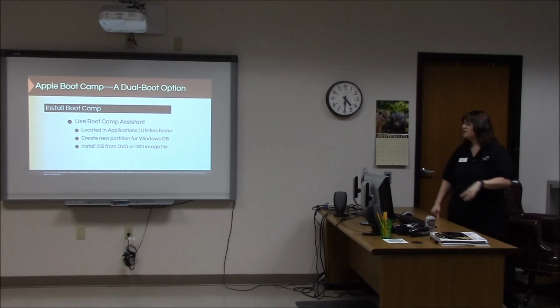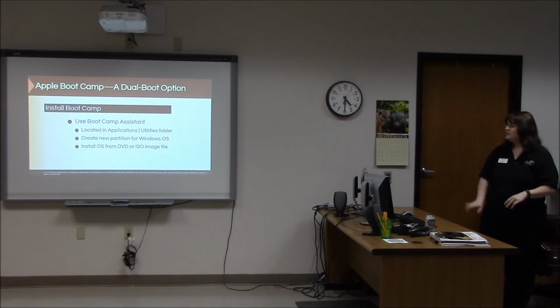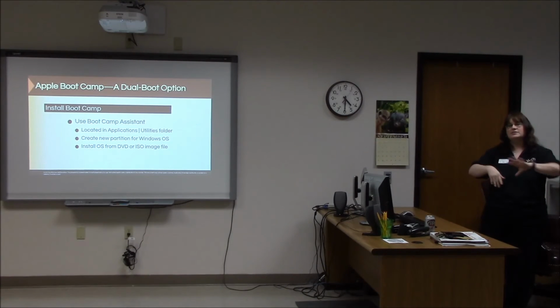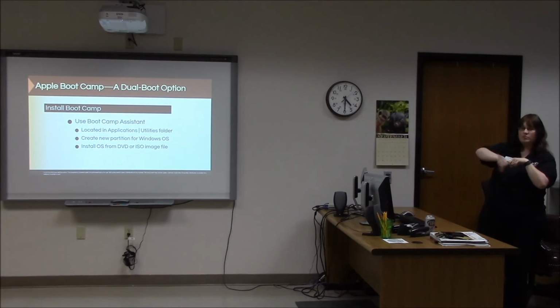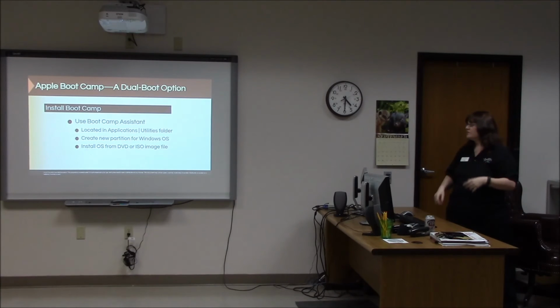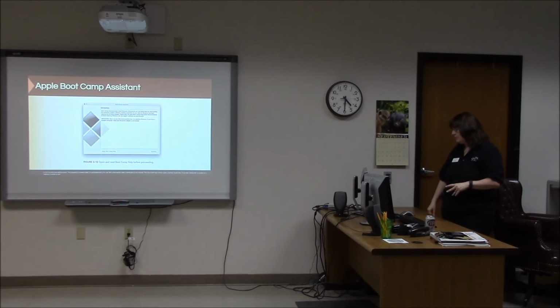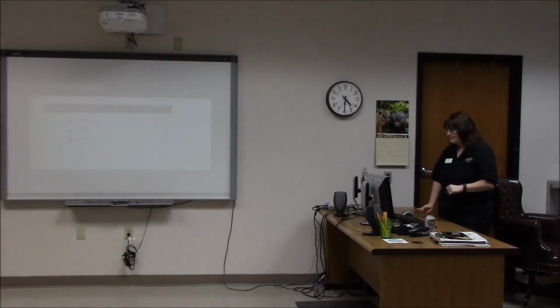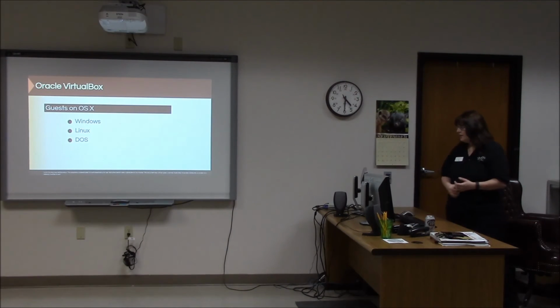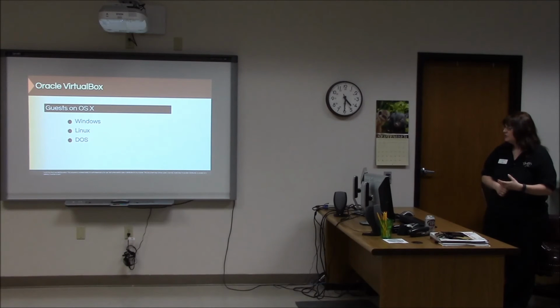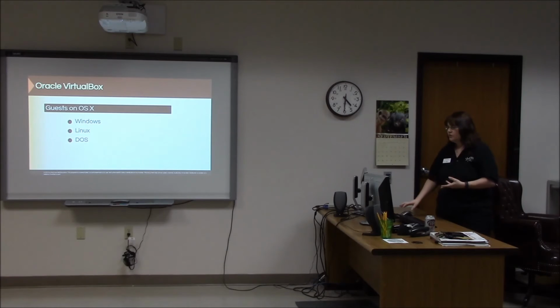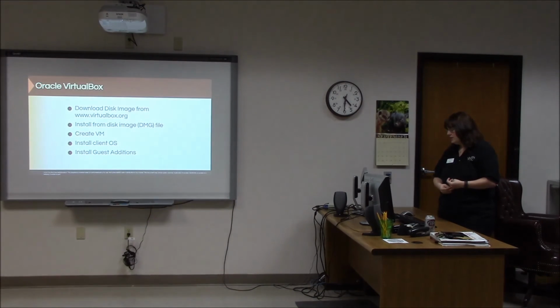It's going to create a new partition to put the operating system on. So it's going to divide the hard drive up and say, this part belongs to Apple, this part belongs to Windows, so that they don't cross. And you can install from the ISO file like we're going to do. And here's what Boot Camp looks like. The Boot Camp Assistant is what gets you going so you can dual boot. On Oracle VirtualBox, for OS 10, you can use Windows, Linux, or even boot to DOS.